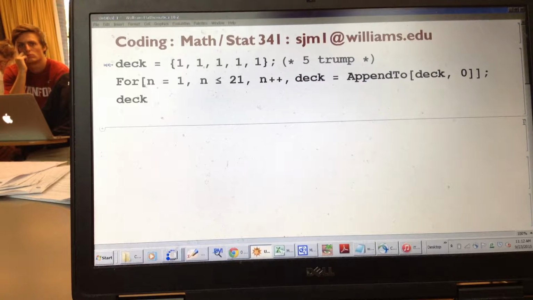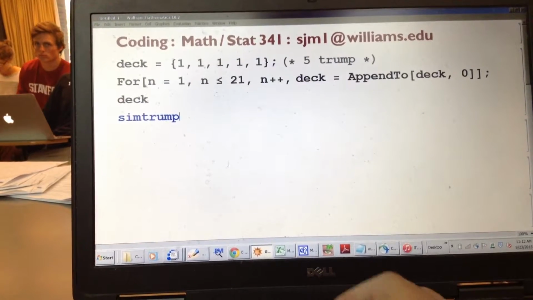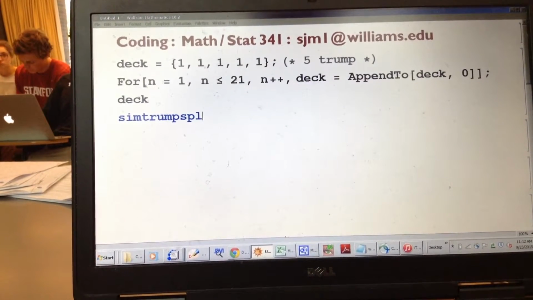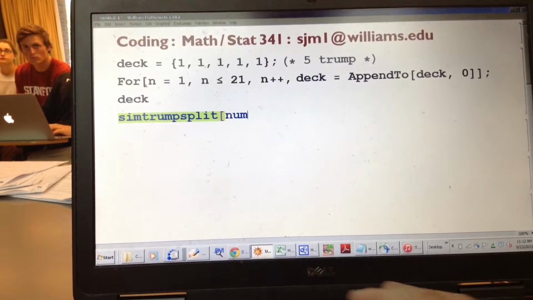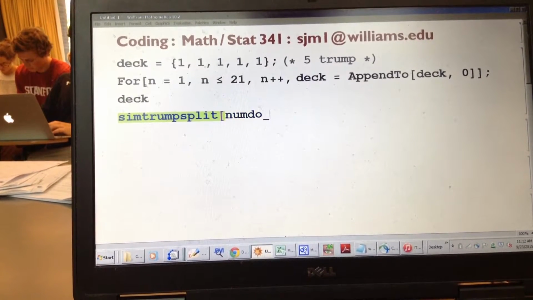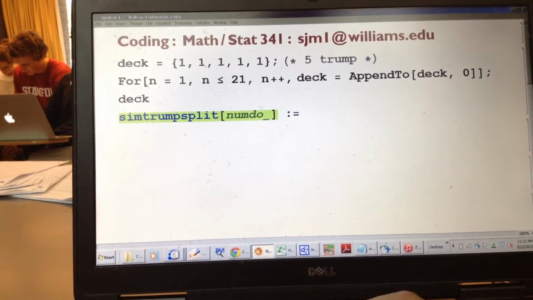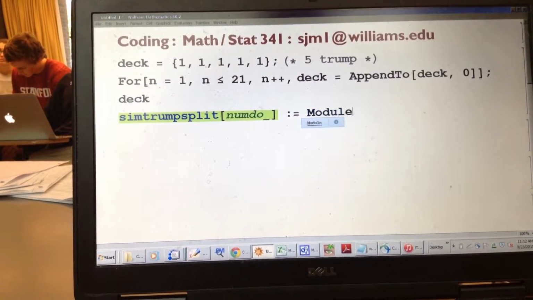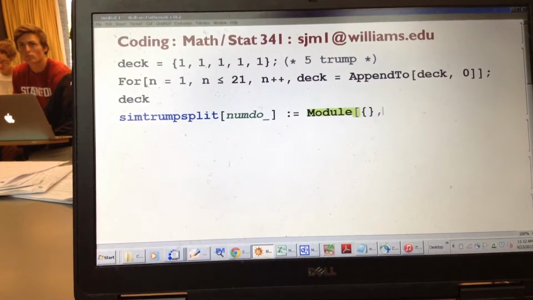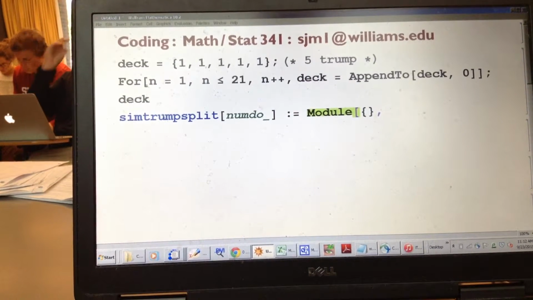All right, so now what we're going to do is we're going to do simulation trump split. It's good to have suggestive names. So num_do is going to be how many times you want to do it. Module in Mathematica means I'm writing a little program. The 2 curly braces there means I'm not introducing any local variables.